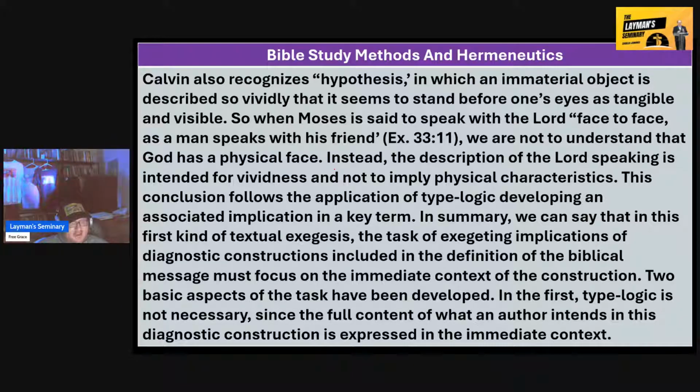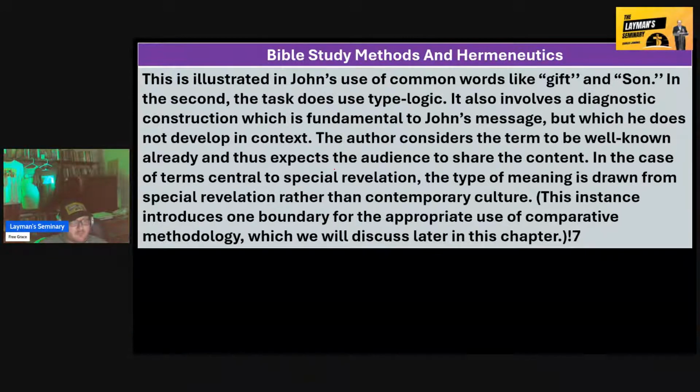Two basic aspects of text have been developed. In the first, type logic is not necessary, since the full content of what the author intends in this diagnostic construction is expressed in the immediate context. This is illustrated in John's use of common words like gift and son.